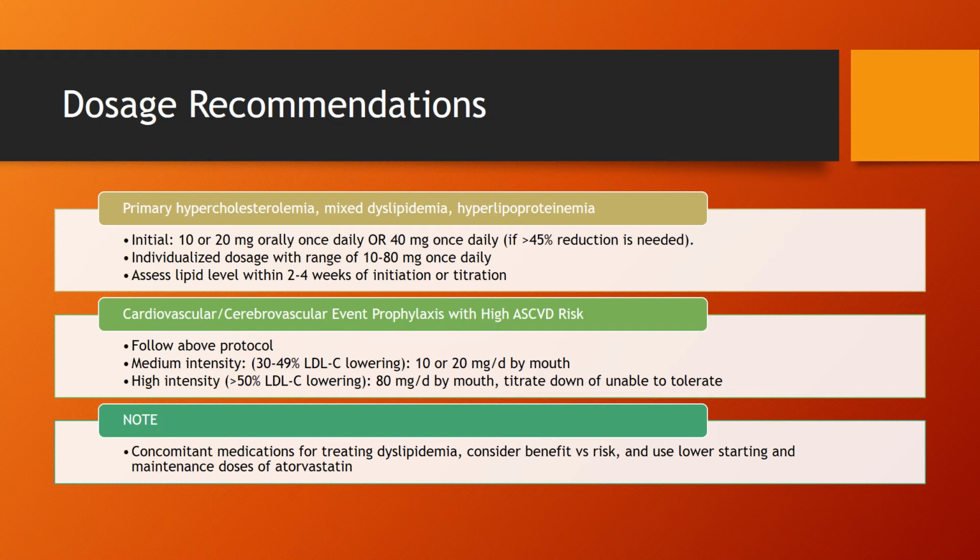For cardiovascular event prophylaxis, we're going to follow the above protocol, but factoring in whether we need medium or high intensity. That's based on how much we need to lower the LDL levels. If we're lowering by 30 to 49%, 10 or 20 milligrams once daily by mouth, or if we need more than 50%, 80 milligrams once daily by mouth, and titrate down if unable to tolerate. It's also important to note that when using medications with atorvastatin for treating dyslipidemia, we need to consider benefit versus risk and consider using lower starting and maintenance doses of atorvastatin.